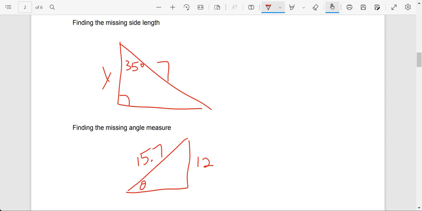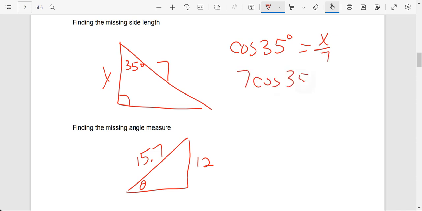So first, we got this angle 35 given to you, right? We have x, which is the adjacent. We have 7, which is the hypotenuse. So we have adjacent and hypotenuse. Which of the three basic ones is it going to be? If you guess cosine, you'd be correct. So cosine of 35 degrees is equal to the adjacent, which is x, over the hypotenuse, which is 7. Multiply both sides by 7. 7 cosine of 35 degrees is equal to x. That's going to be equal to about 5.7 is equal to x.